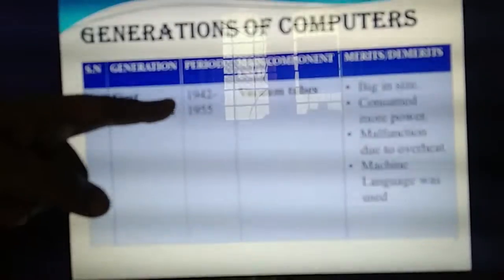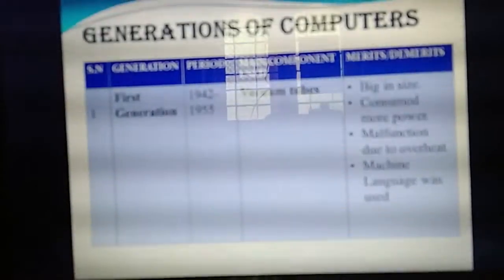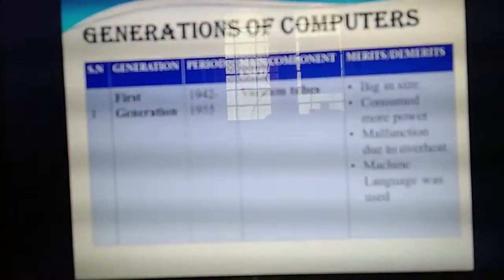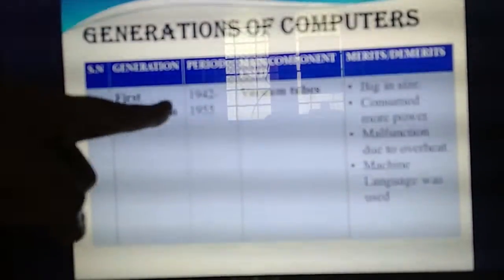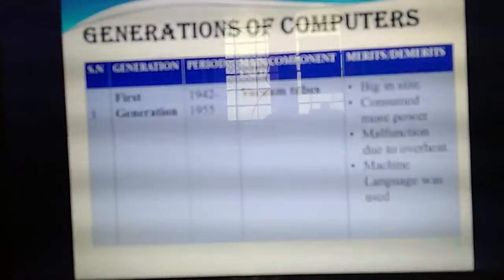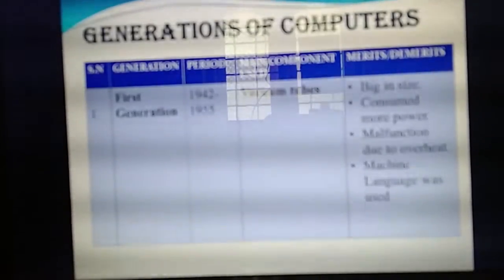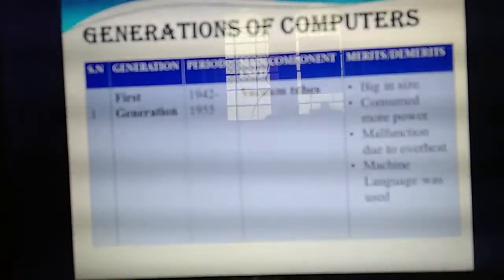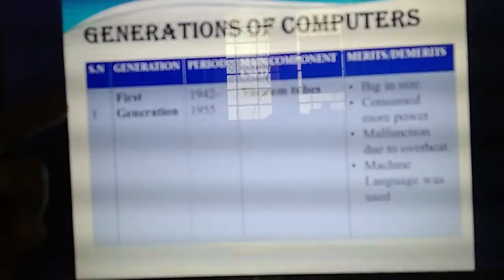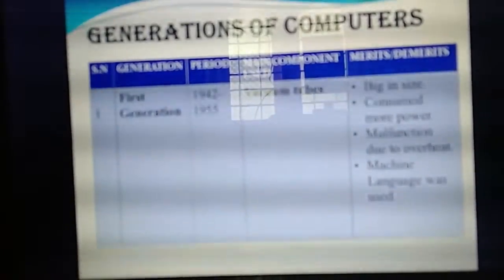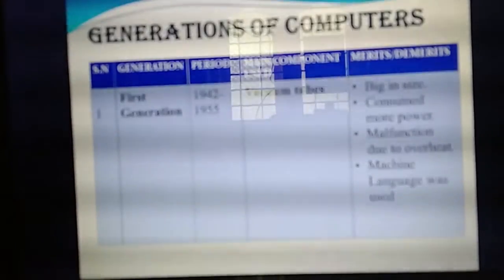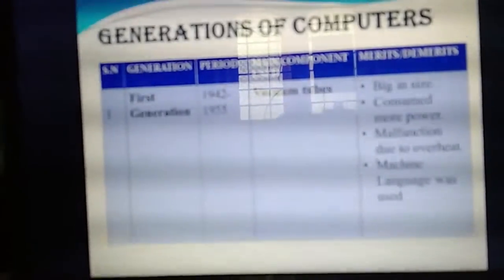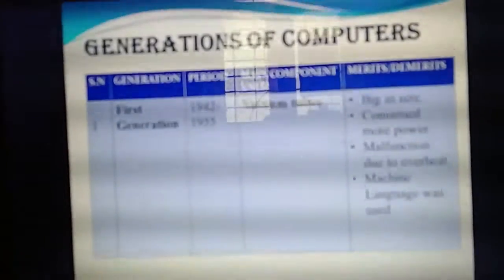What period have they given? 1942 to 1955. What is the first generation of a computer, in which year? From 1942 to 1955. Which component is used in the first generation? Vacuum tubes. Memorize now which component they used for the first generation: vacuum tubes. Which period? 1942 to 1955. And which component did they use?